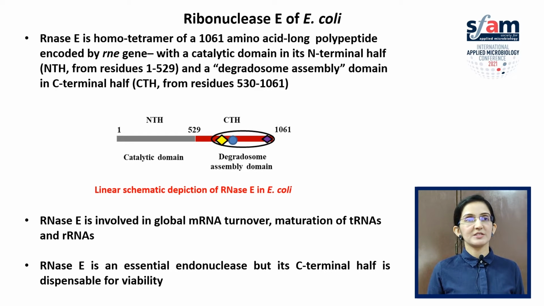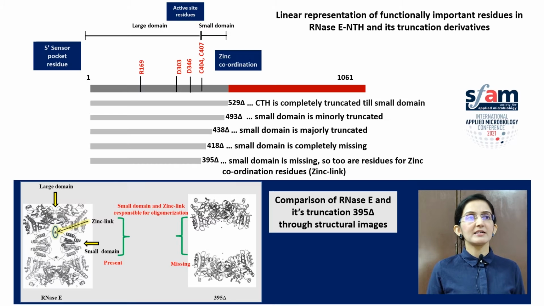Here is a linear representation of the functionally important residues of RNase Z. RNase Z has a 5' sensor pocket with a critical residue R169 that is allosterically regulated by the 5' end of RNA, and 5' monophosphate is associated with maximal activity. It also has an active site pocket that includes residues D303 and D346.